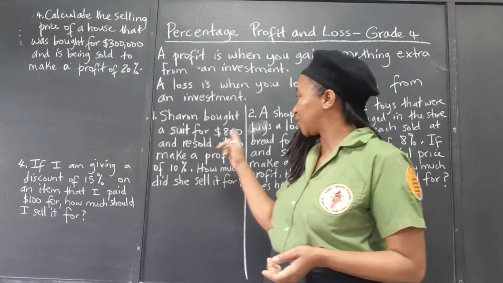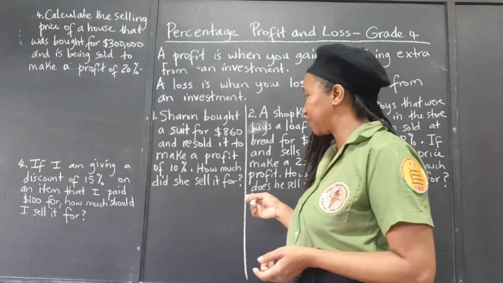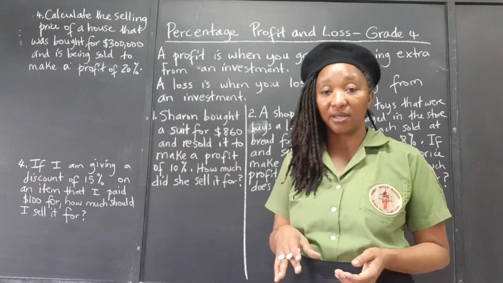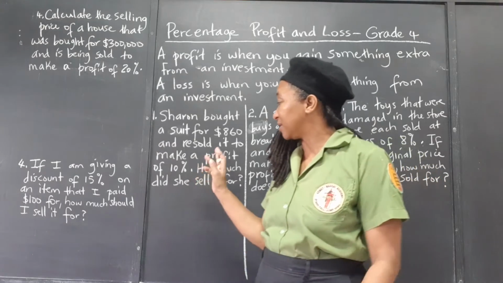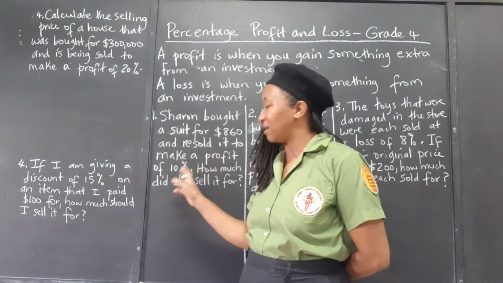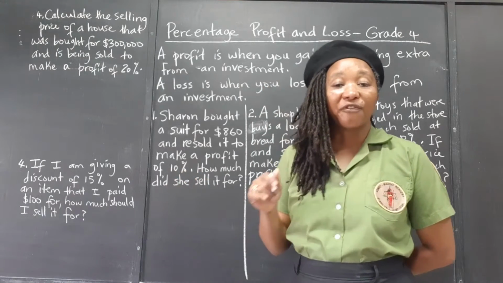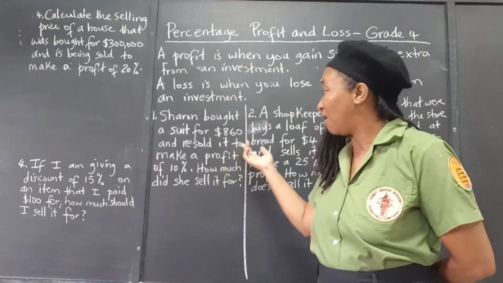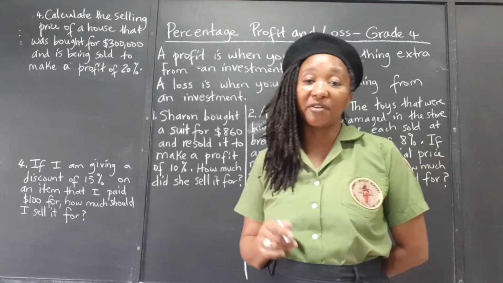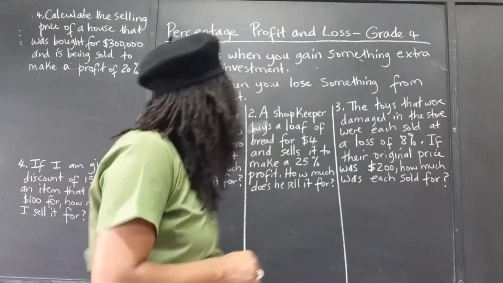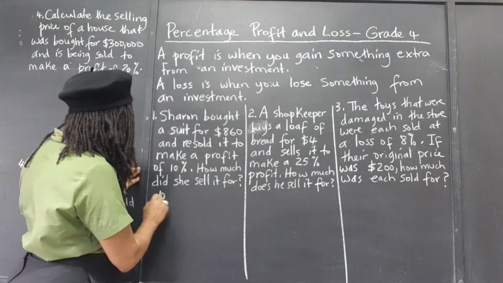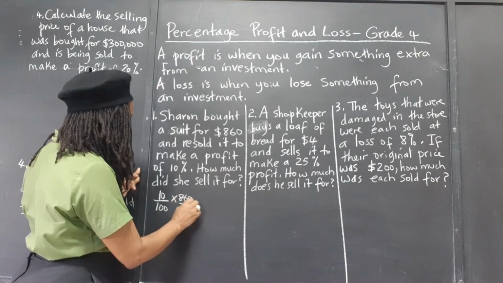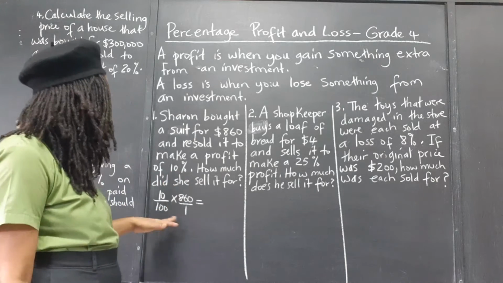So she bought the suit for $860. She's selling it back to someone, but she wants to make a little extra money off it. So she wants to make a profit of 10%. The first thing we're going to do then is work out what is 10% of $860. That's the very first thing we need to do. So we find 10% of $860.